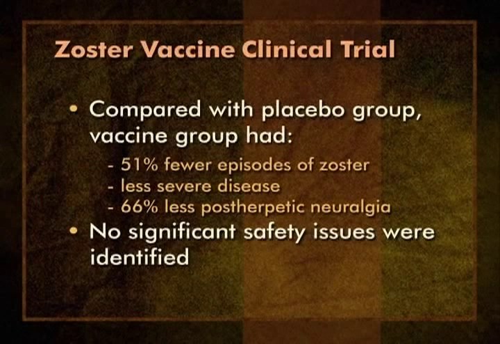Compared with the placebo group, the vaccine group had 51% fewer episodes of zoster. Those who did develop zoster had less severe disease. Vaccine recipients also had 66% less postherpetic neuralgia, the pain that can persist long after the shingles rash has resolved. No significant safety issues were identified in the trial.